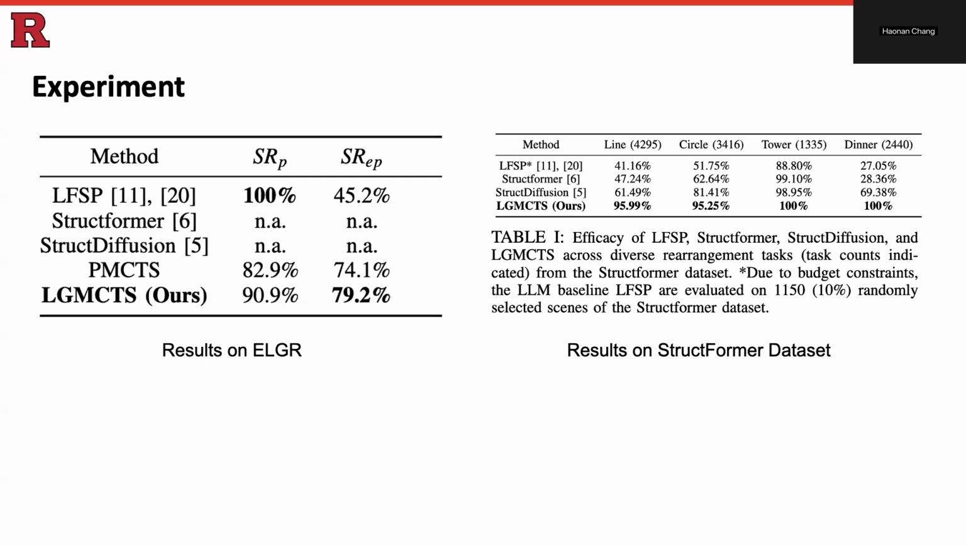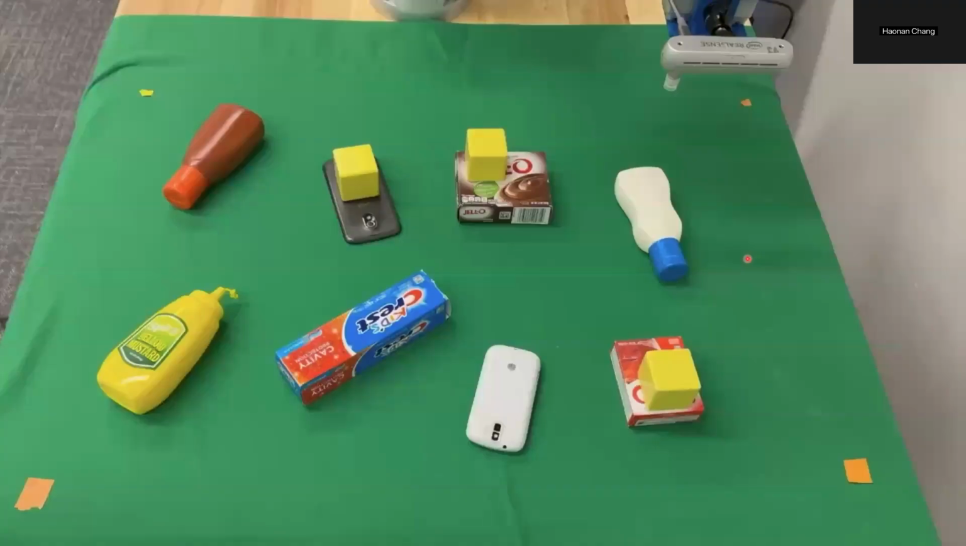Here we show the experiment results. The left side shows the result from the ELGR benchmark, and the right side shows the result from the StructFormer datasets. We can find that on both datasets, our method surpasses all existing baselines by a large margin. And here are some real-world examples.